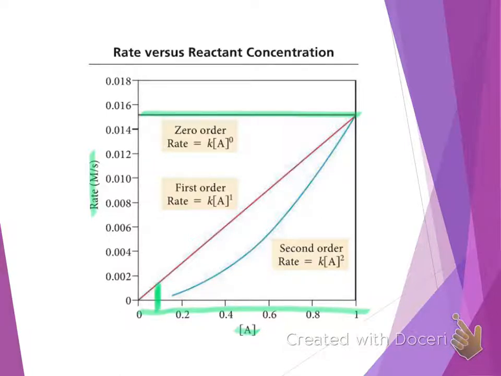So as we go from point 1 to point 2, our rate is going to be doubled from 0.002 to 0.004. Whenever we have second order, doubling the concentration is going to quadruple the rate. So we can see that as we double our concentration from 0.2 to 0.4, we have that quadrupled rate there. So that is what those orders actually mean.